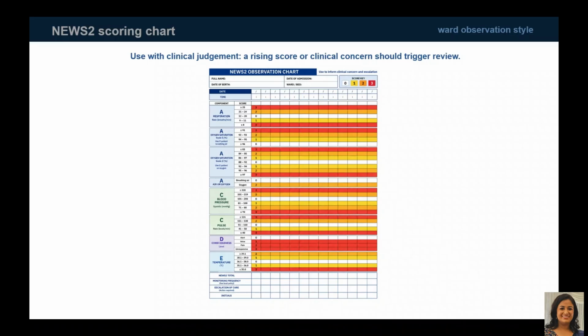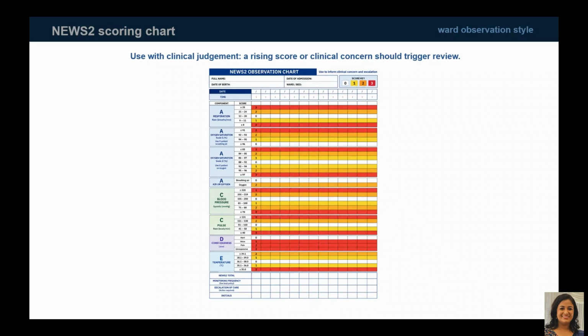Okay, so I told you this is the track and trigger system, isn't it? This is how we track it. According to the time, how the patient's clinical variables change is tracked along the graph. So if the patient who is in the white area is going towards the amber and to the red, that means the patient is deteriorating.